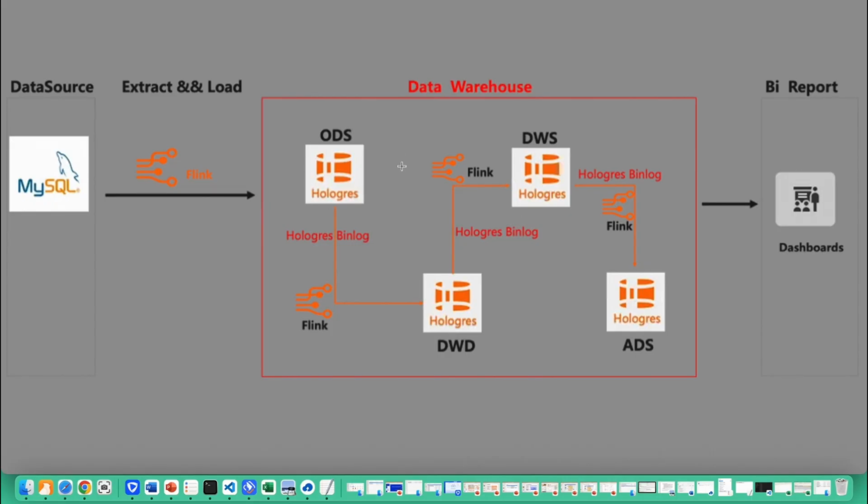We have built up an ODS layer which stores our raw data, and DWD which stores all the details of our data, and also DWS which summarizes our data in different dimensions in order to carry out further analysis. And if you have such business requirements, you can also build up an ADS layer which makes it more suitable to carry out business intelligence analysis.